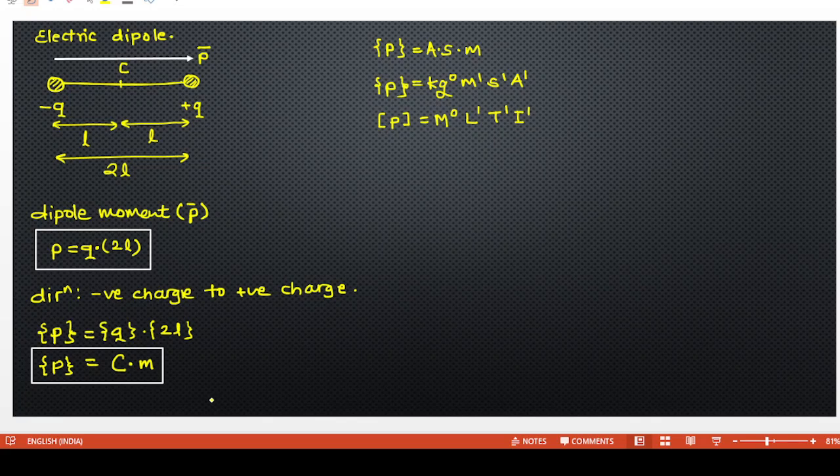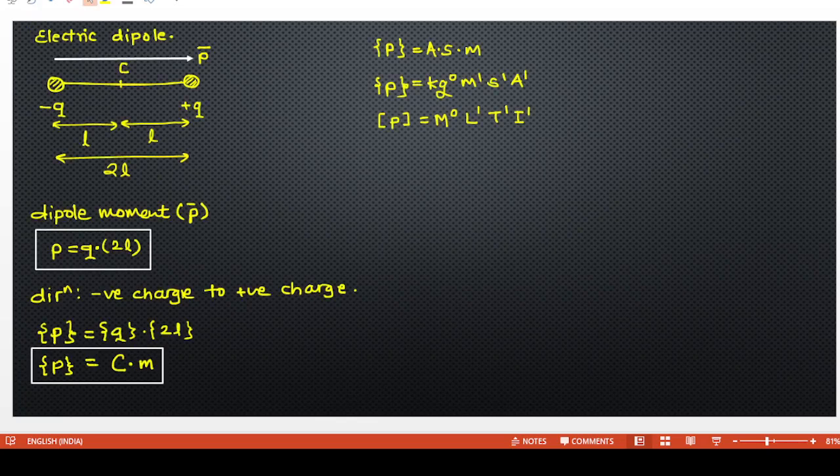Clear? Next point. Write down the next heading. Electric field intensity. Next point is electric field intensity at a point on the axis of electric dipole. Electric field intensity due to dipole, or simply write electric field due to dipole.